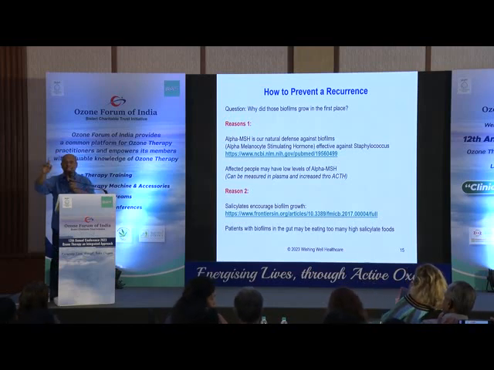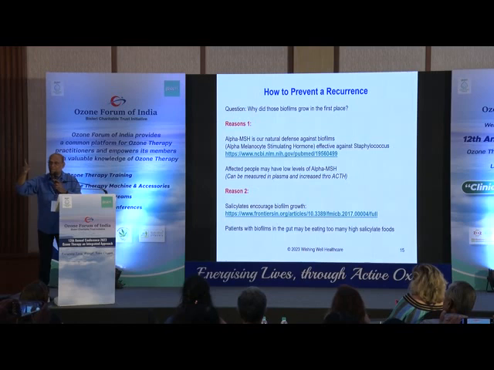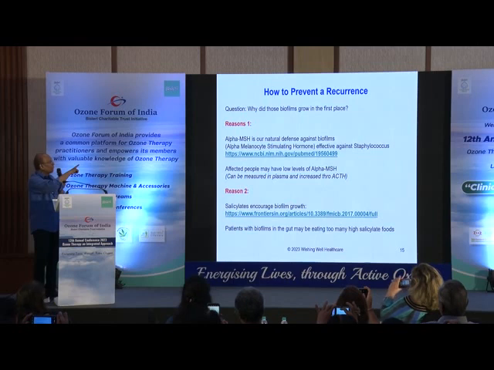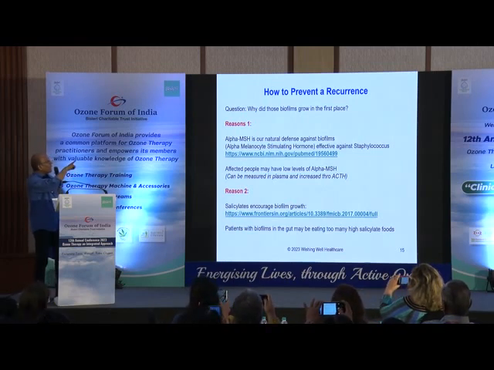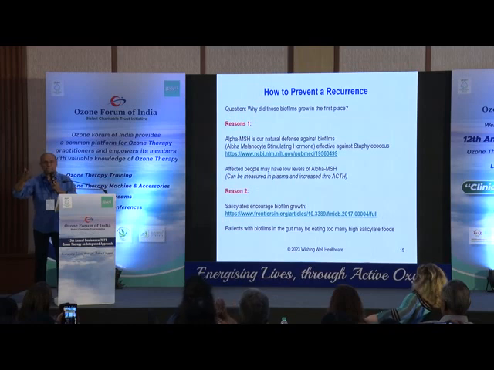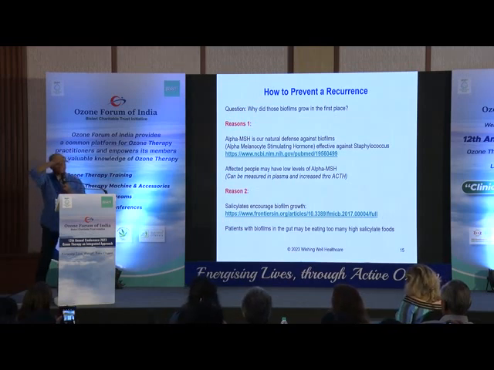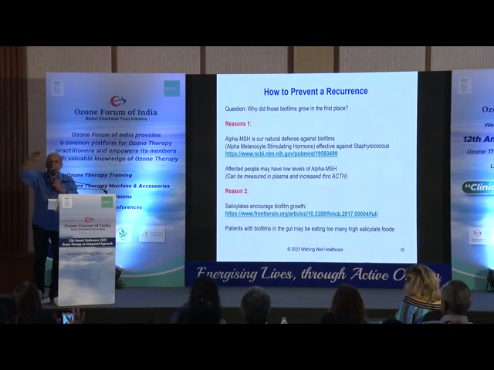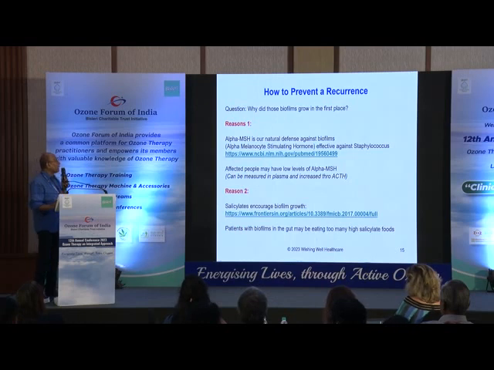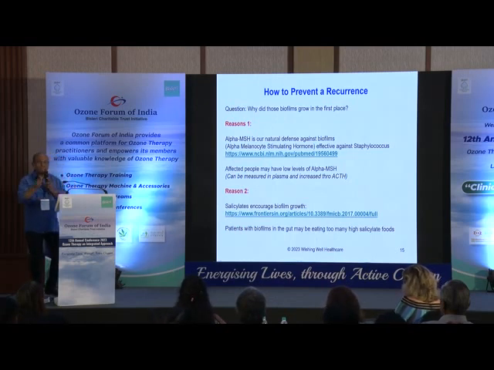So why did the biofilms grow in the first place? We need to know that to prevent the recurrence. This thing, alpha melanocyte stimulating hormone, is our natural defense against biofilms. The body has a mechanism to prevent the formation of biofilms. Most of us, 80%, have biofilms because the alpha MSH hormone is low. Just like you can have a hypothyroid condition, you can have a low alpha MSH. One way you can treat it is it can be measured.